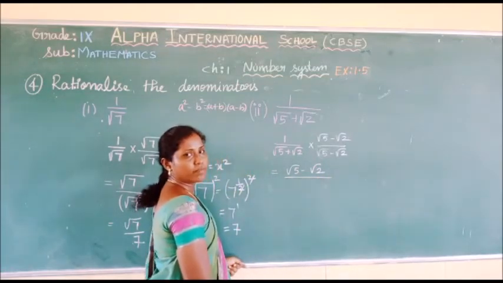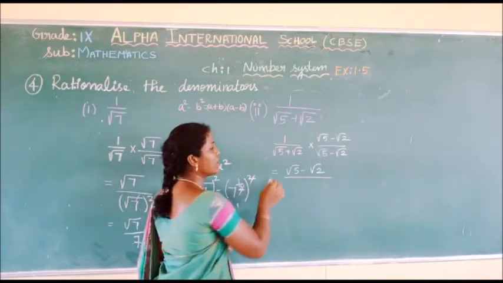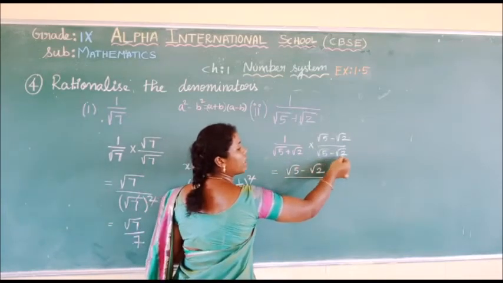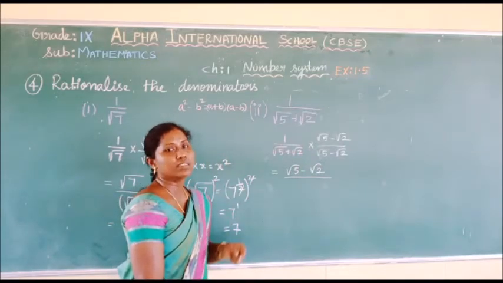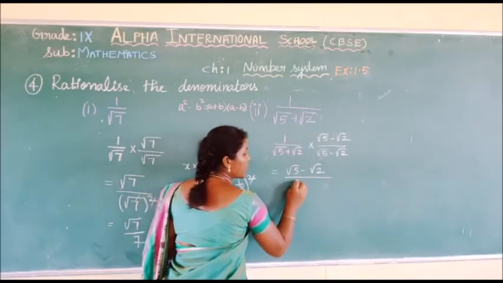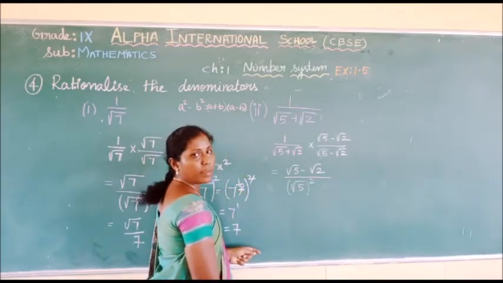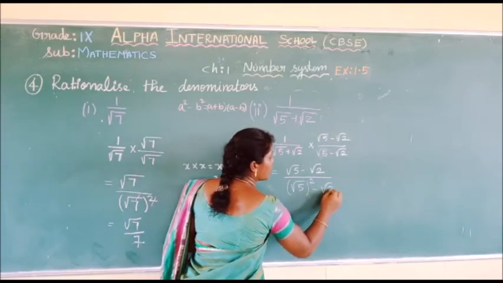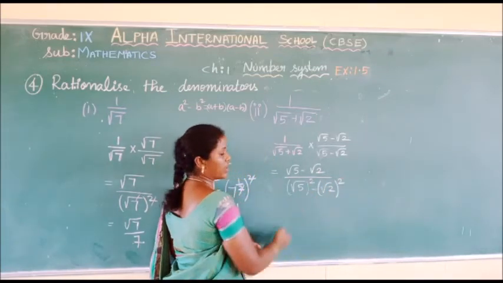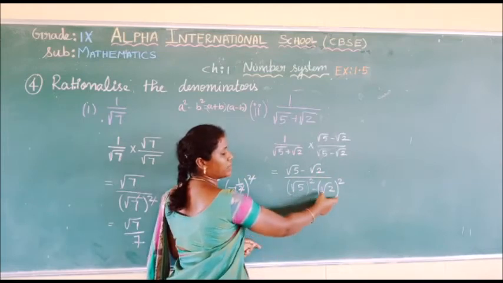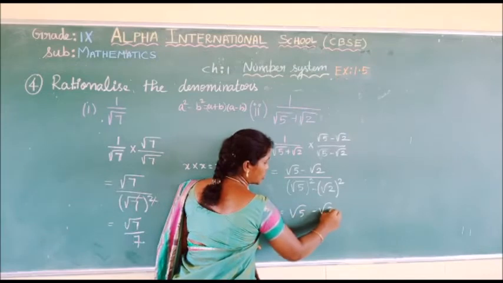How to multiply? Already we fixed it, we are going to use the identity. This is A plus B, A minus B, so A plus B into A minus B is equal to A square minus B square. So what is A square here? Root 5 the whole square. And what is B square? Minus root 2 the whole square. A square minus B square. Now the numerator is root 5 minus root 2.